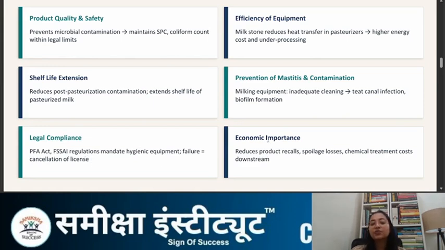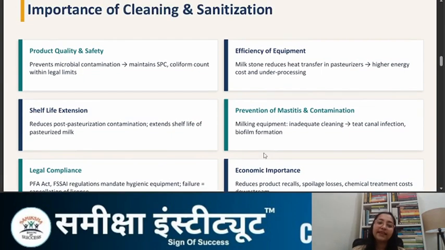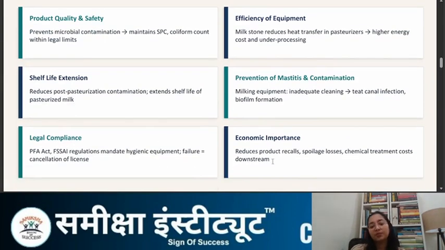Then lastly, we need to improve the economic performance. For economic value also, we need to clean and use clean products. It reduces product recalls, spoilage losses, and downstream chemical treatment costs. So all these are economic losses, and how do we prevent them? Through cleaning and sterilization, through using sanitary equipment.